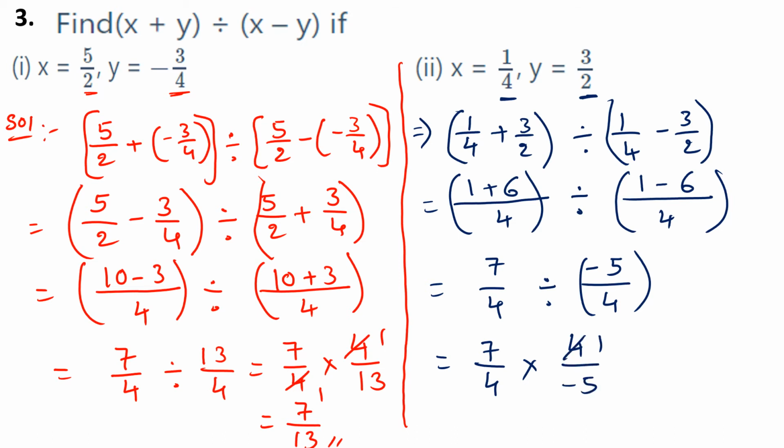Here also 4 will be cancelled. So the answer is minus 7 by 5. Minus 7 by 5 is the answer. Like that we should do this problem. Okay, children.